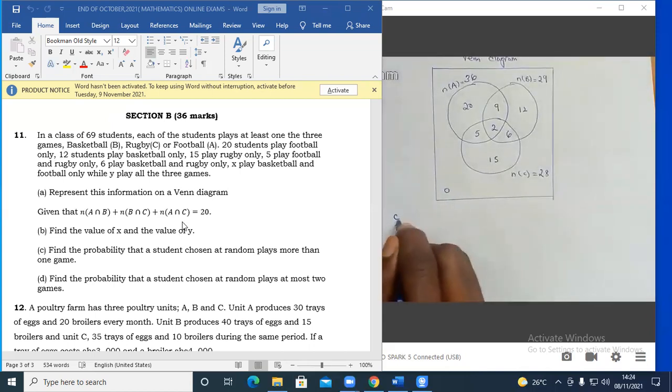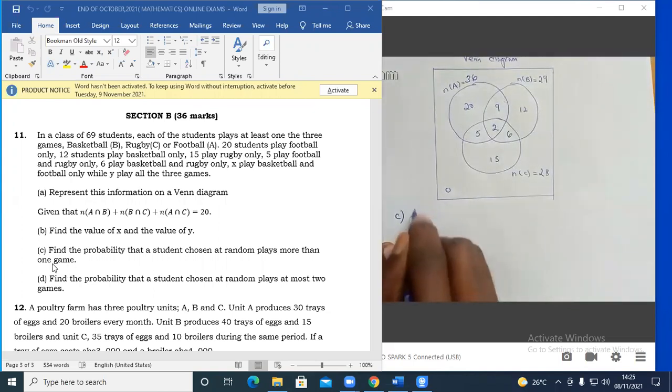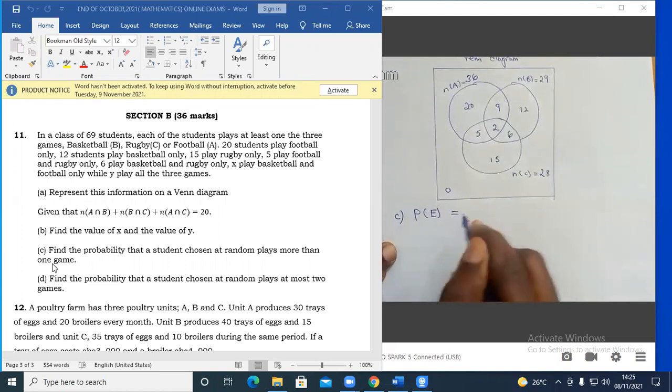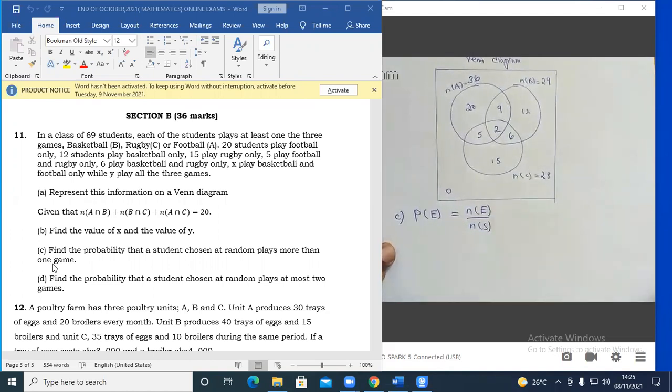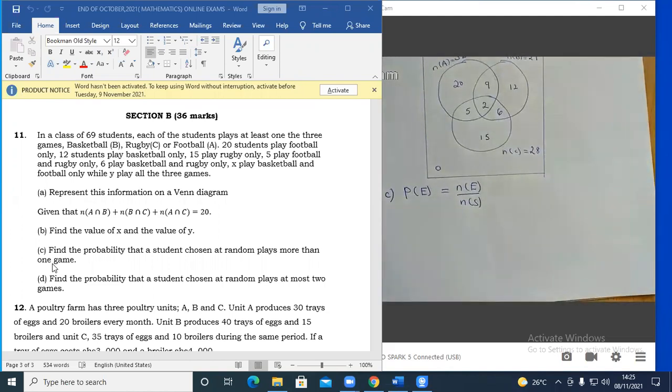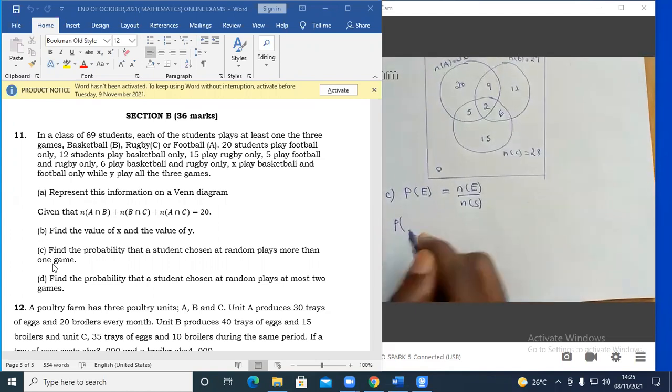Part C. In part C, they want us to find the probability that a student chosen at random plays more than one game. We know that probability of any event is given by the number of events divided by the number of sample space. And what is going to be the event? The event this time is more than one game.